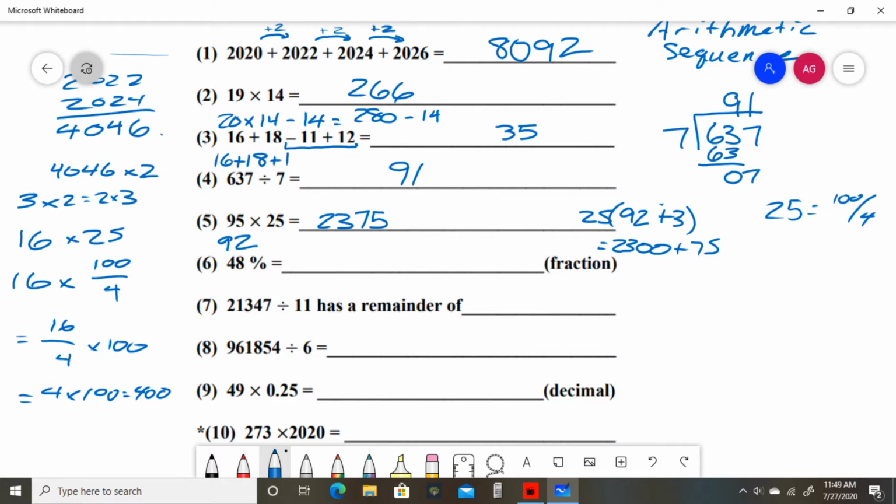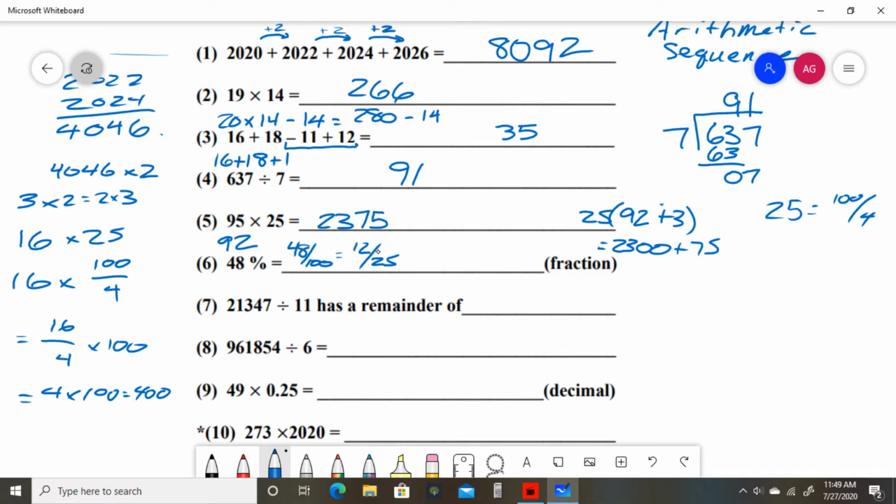Okay, for number 6, we have to convert a percent to a fraction. Now, the easiest way for me to do this is just convert it to a fraction. We know 48% is just 48 out of 100, right? And then just simplify this fraction. First thing I notice is a common factor of 4. Divide 48 by 4, you get 12. Divide 100 by 4, you get 25.